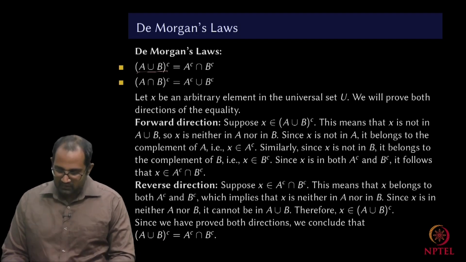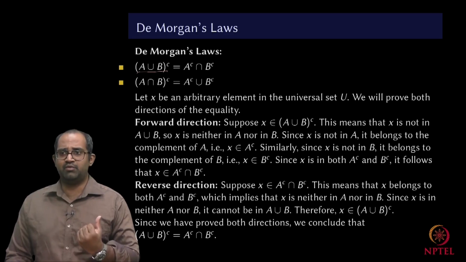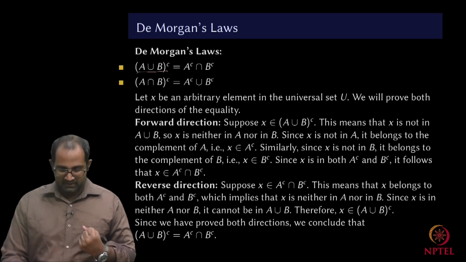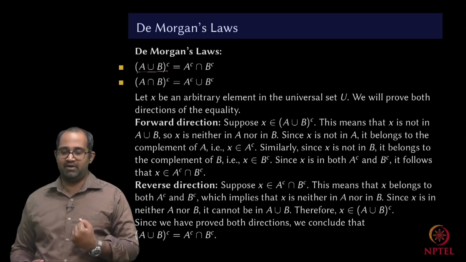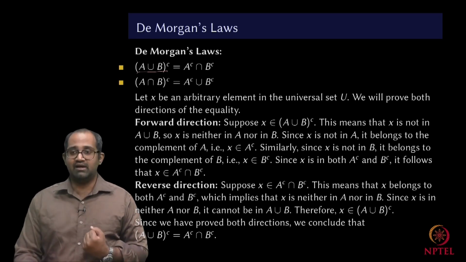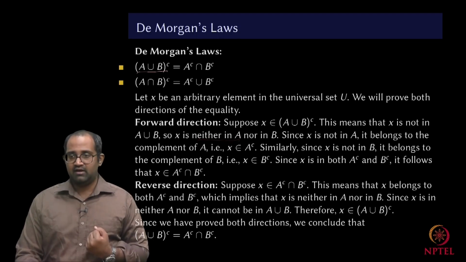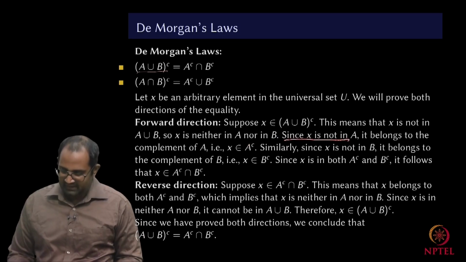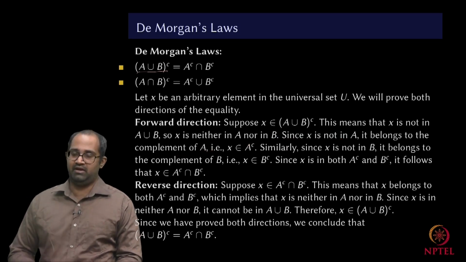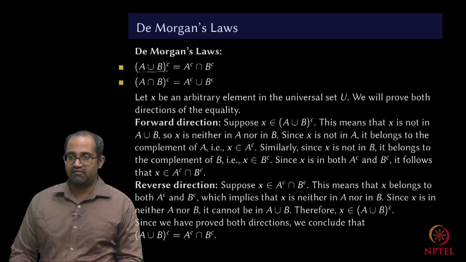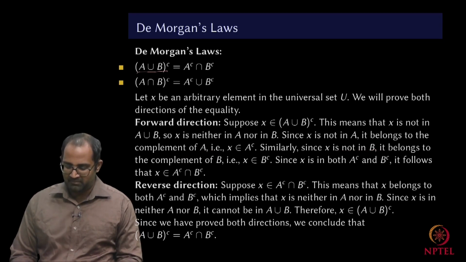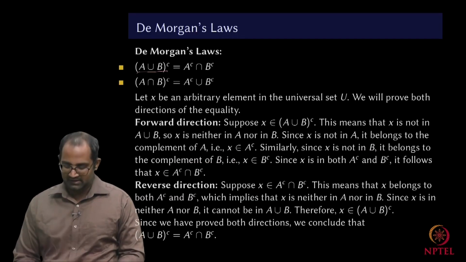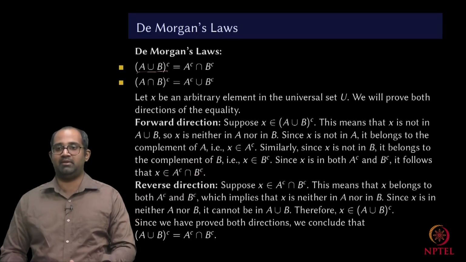Okay. What is the meaning of x being in (A union B) complement? This means x is not in A union B, right, because it is there in the complement of A union B. In other words, x is not in A nor is it in B. Since x is not in A, it belongs to the complement of A, and in an entirely similar way x is not in B, therefore, it belongs to the complement of B. That immediately tells you that x is there in A complement intersection B complement.